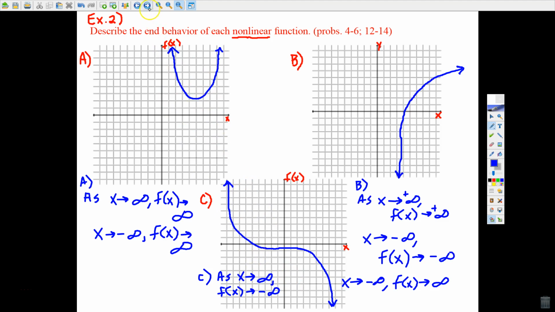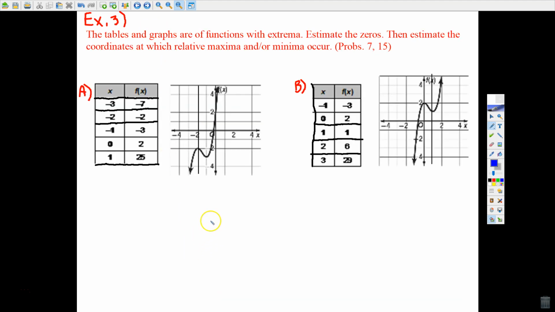So there are some examples, and now let's talk about extrema. A couple of keywords here. The first thing we're supposed to do is estimate zeros. I want to talk about what a zero of a function is, and then we're going to talk about the terms relative maximum and relative minimum. So first of all, what is a zero of a function? Another way of saying a zero of a function is an x-intercept.